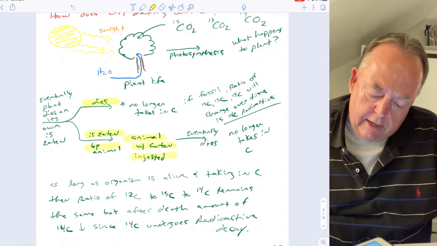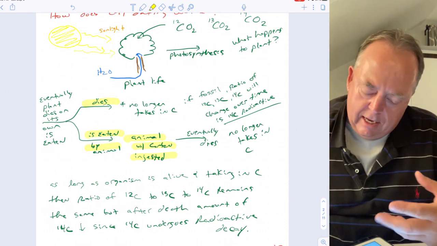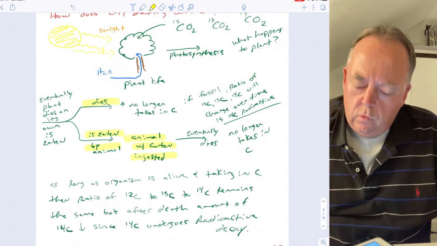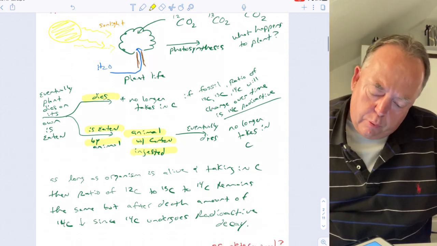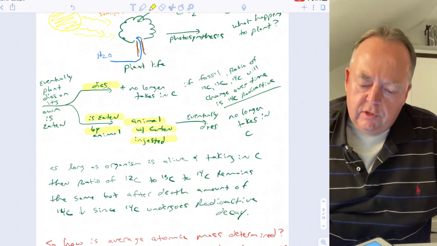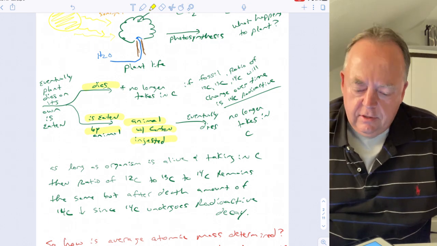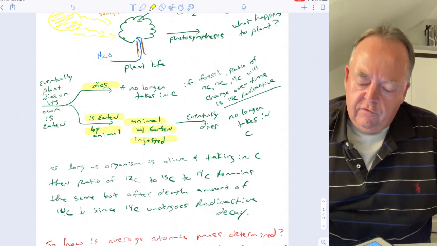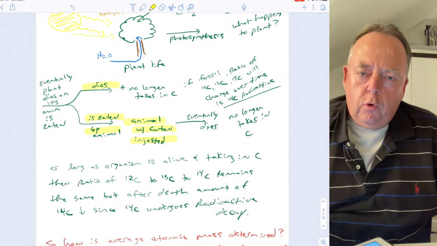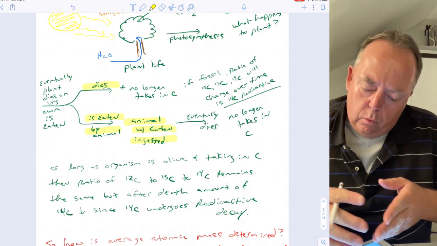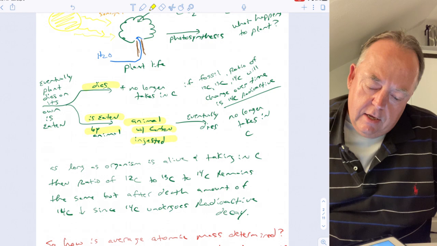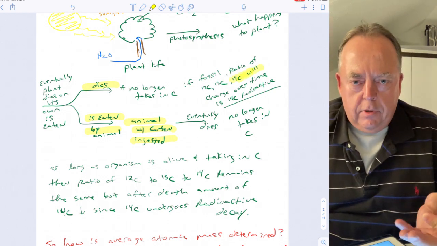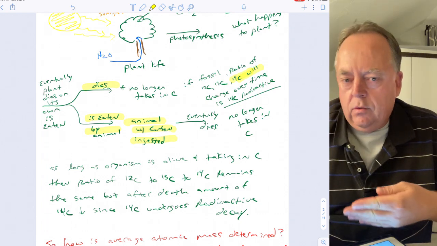Now the animal is taking up carbon as well. Animals are constantly eating plant life, so animals are constantly taking up carbon as well. And so the point being, there's a constant ratio of carbon-12, carbon-13, and carbon-14 in nature. As long as the organism is alive and taking in carbon, the ratio of carbon-12 to carbon-13 to carbon-14 in the organism remains constant. But when it dies, that is no longer true because carbon-14 is radioactive. So carbon-14 will decompose into something else, but carbon-12 and carbon-13 will not.